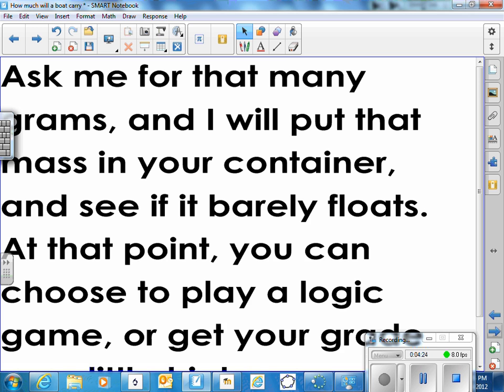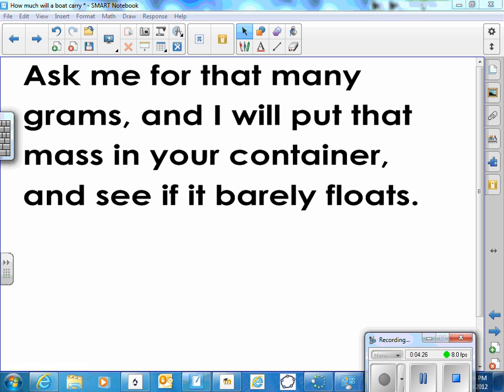So you'll ask me for the number of grams that you think the volume in cubic centimeters is, and I'll give you that many grams. We'll put them in your container, and then I'll put it in the water and see if it barely floats, to see if you calculated the volume correctly. It's just a fun way to check our work.